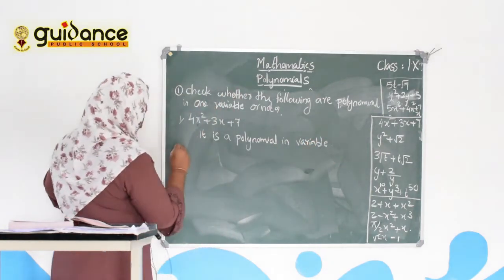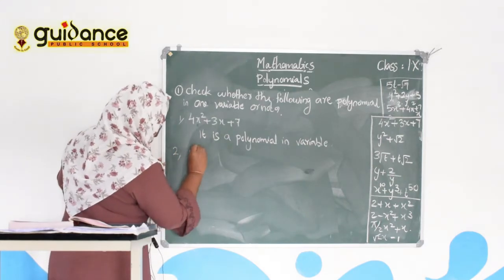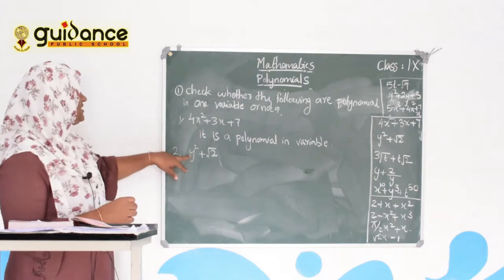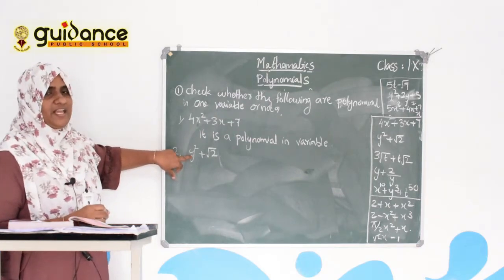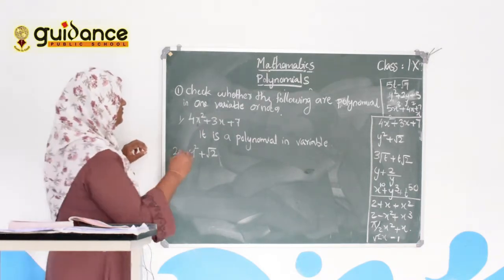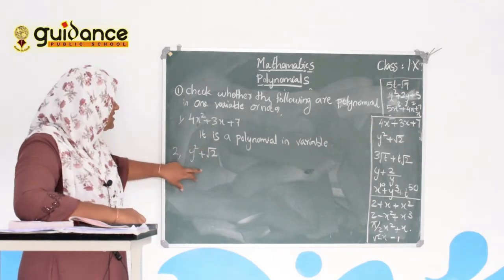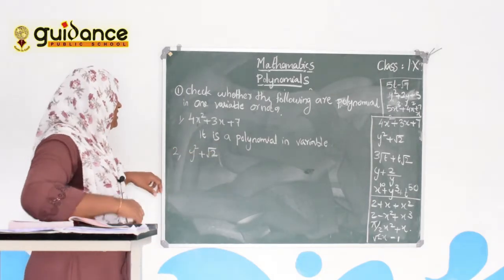Our second question, y square plus root 2. Which is the variable in this question? Can you say? y is the variable. Therefore, it is a polynomial in y. This is a polynomial in one variable.